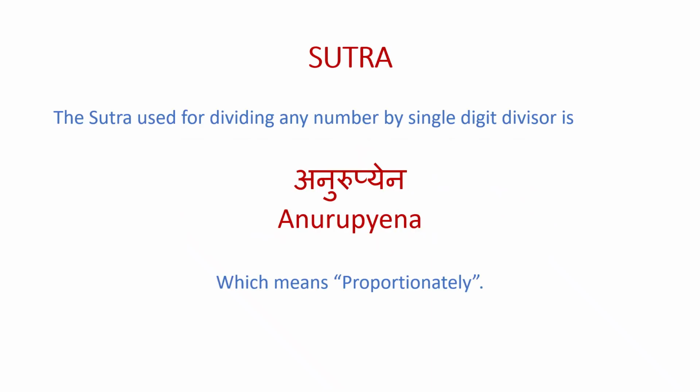The sutra which we are going to use for oral division using a single digit divisor is Anurupena, which means proportionately. We are going to solve it proportionately. Okay, let's go to the problem.